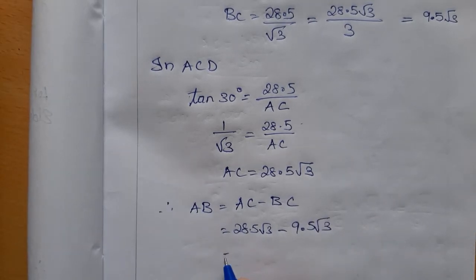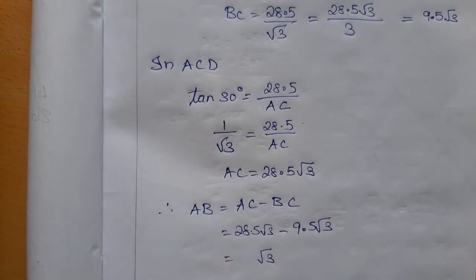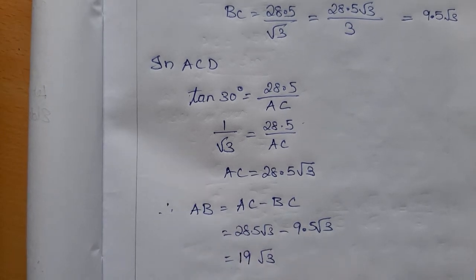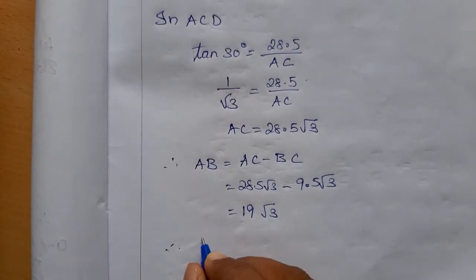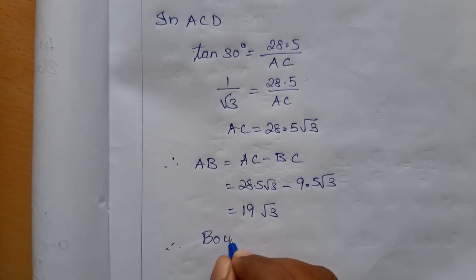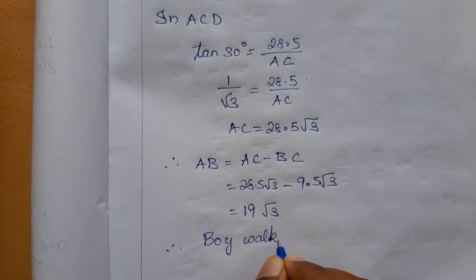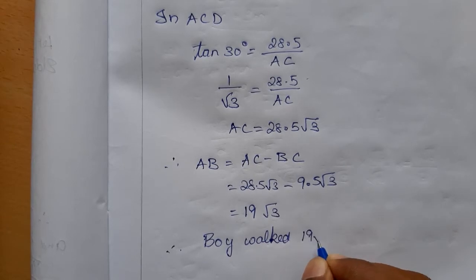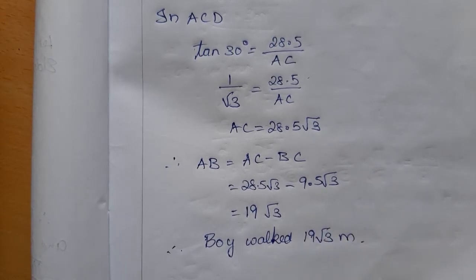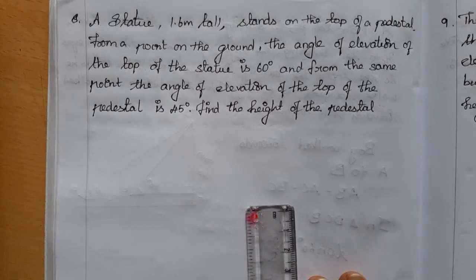So the square root of 3 is the common, and 28.5 minus 9.5, we will be getting it as 19, right? So 19 square root of 3. So therefore the boy walked 19 square root of 3 meter. Clear? So here we go for the next problem.